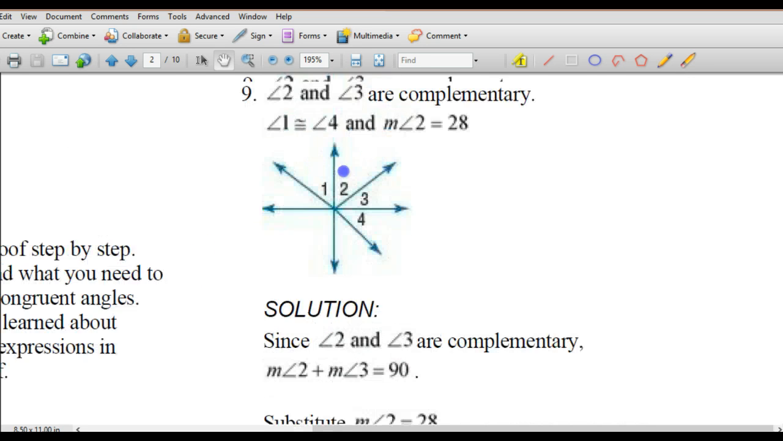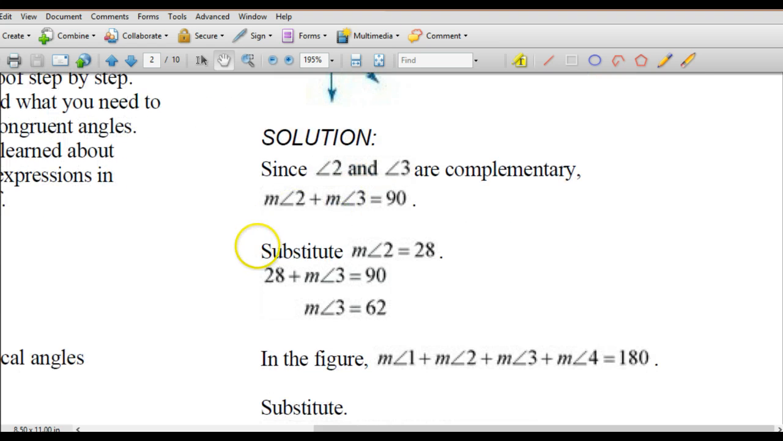From here, we have a straight line. So by the supplementary angles theorem, we know that 1 plus 2 plus 3 plus 4, those 4 angles all have to add up to straight line 180 degrees. So that's what we have there.